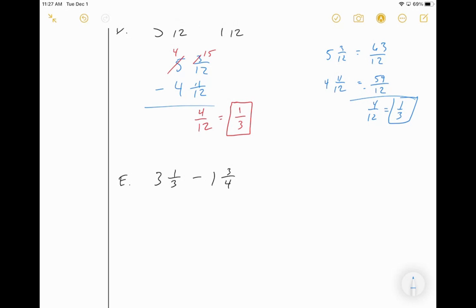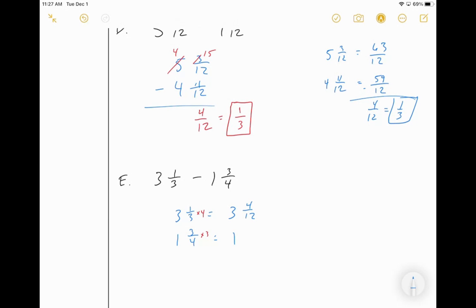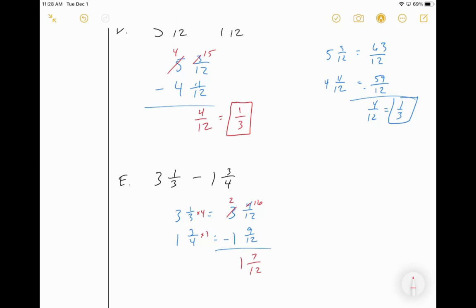So here we go. Borrow method. Well, first thing I need to do is common denominator. So I'm going to say we know that 12ths are my common denominator. So I can multiply this by 4, this one by 3. All right, so that becomes 3 and 4 over 12, and that becomes 1 and 9 over 12. All right, so let's subtract. Let's do a little borrowing. That becomes a 2. That becomes, not a 14, but rather a 16. 16 minus 9 is 7. 2 minus 1 is 1. There you go. That's your final answer.